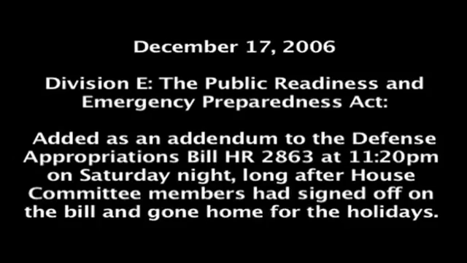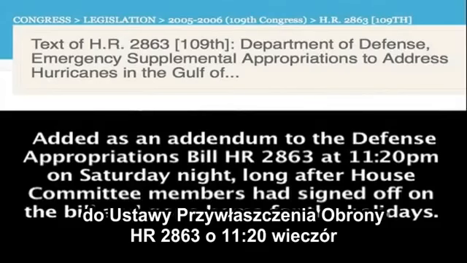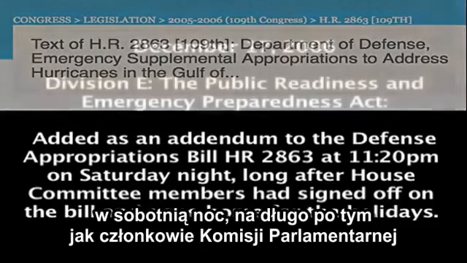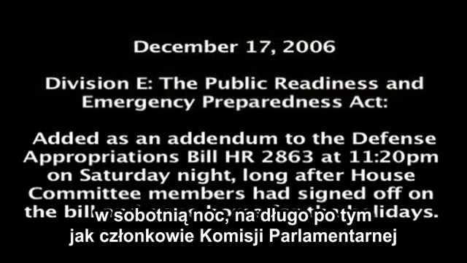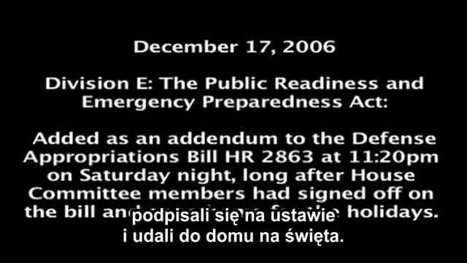On December 17, 2006, Division E, the Public Readiness and Emergency Preparedness Act, was created. This was added as an addendum to the Defense Appropriations Bill H.R. 2863 at 11:20 p.m. on a Saturday night, long after House committee members had signed off on the bill and gone home for the holidays.